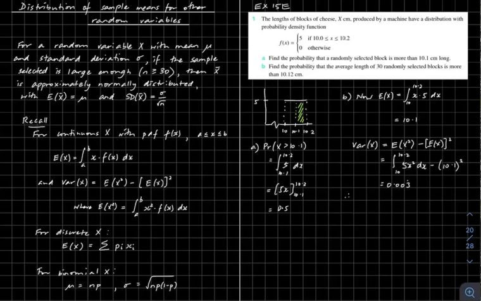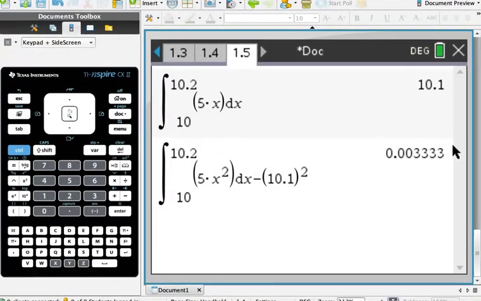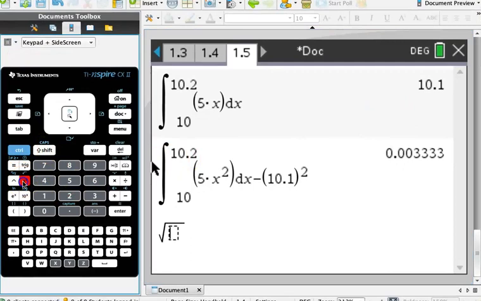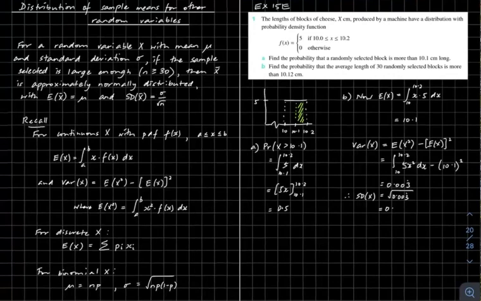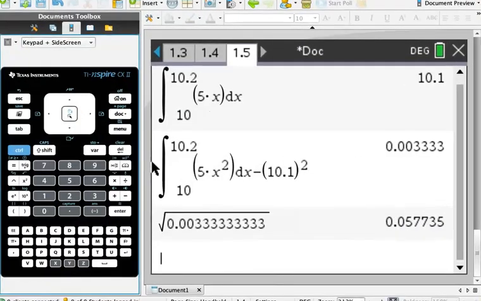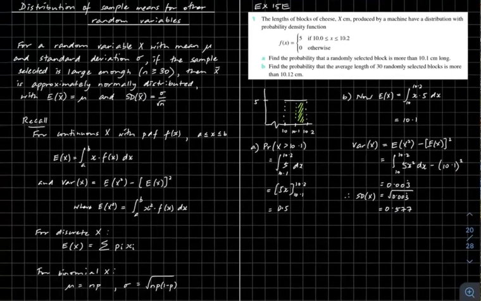So the standard deviation is going to be the square root of that. Let me write that here. So SD of x is going to be the square root of that number there. 0.577. Yeah, that's all right.